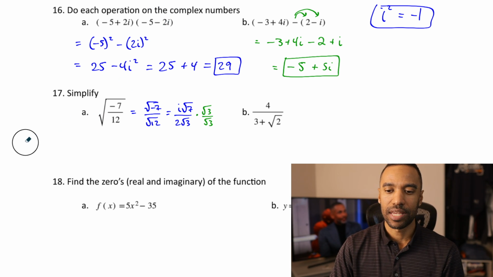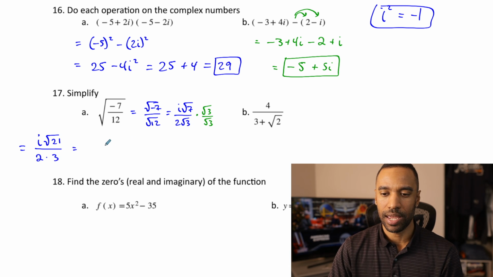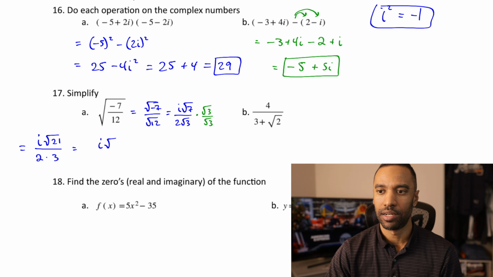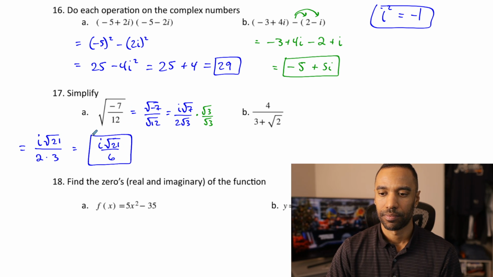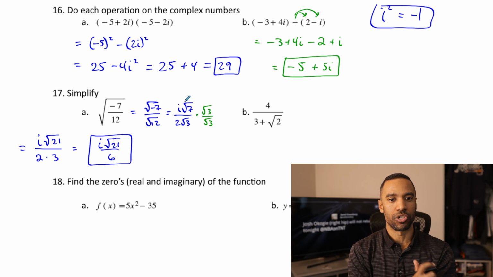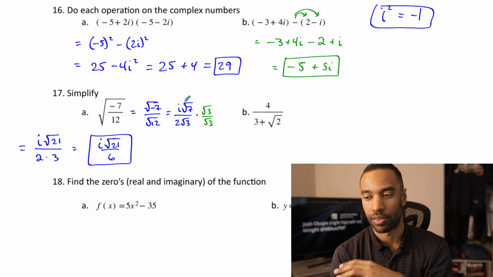So root 7 times root 3 is root 21. So on the top, we'll have i root 21, and on the bottom, we're going to have 2 times root 3 times root 3, which is 3, or 6. So we'll have i root 21, that's not a 27. We'll have i root 21 all divided by 6. This is the simplified version of what that is. Rationalized denominator, imaginary, all that kind of stuff. That's what it is.